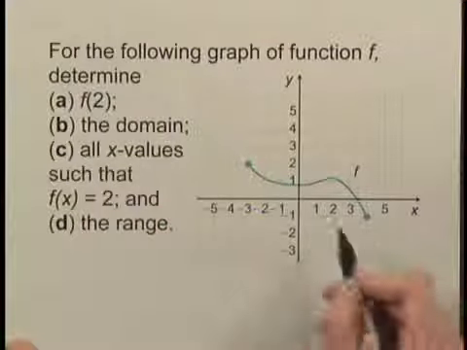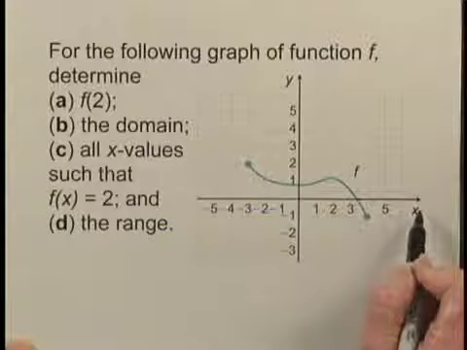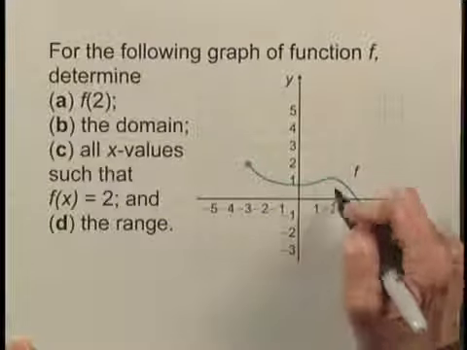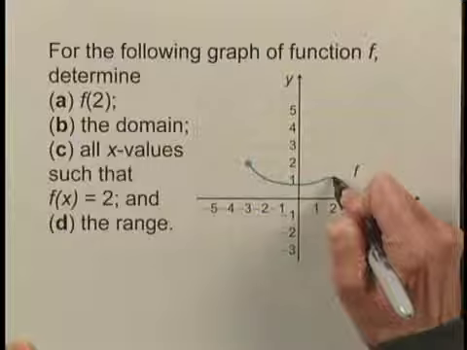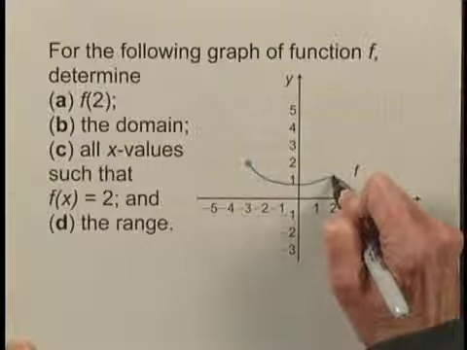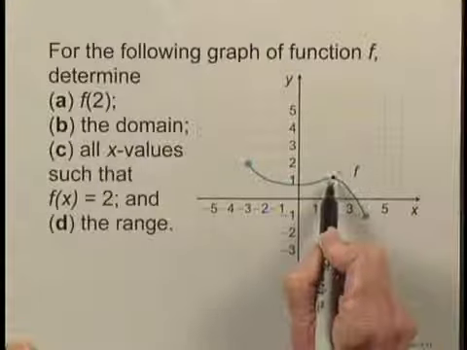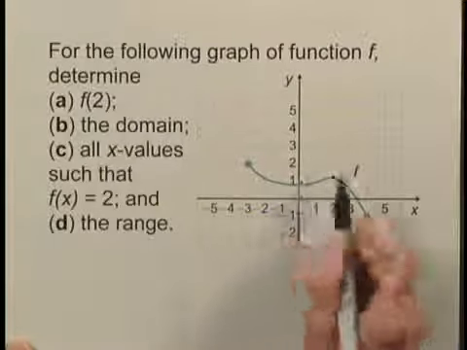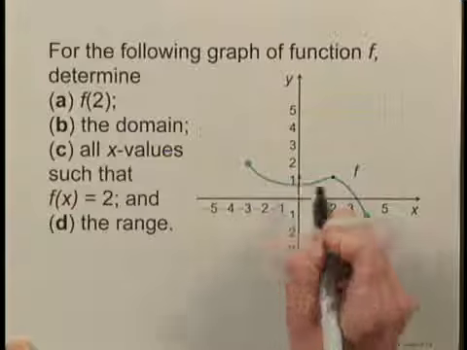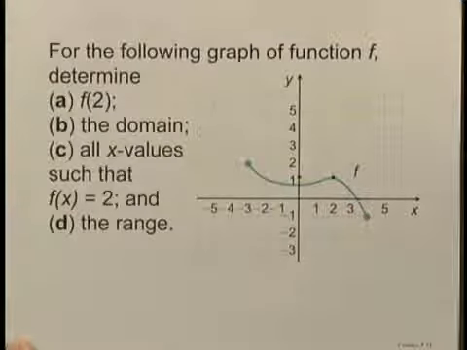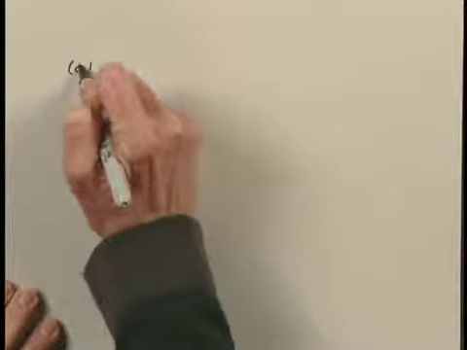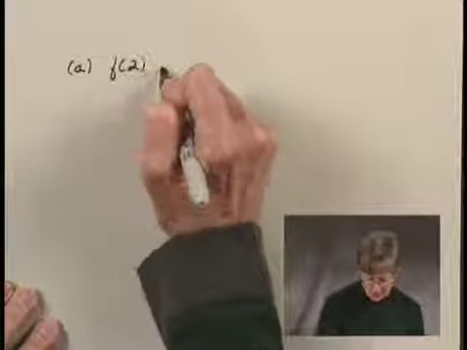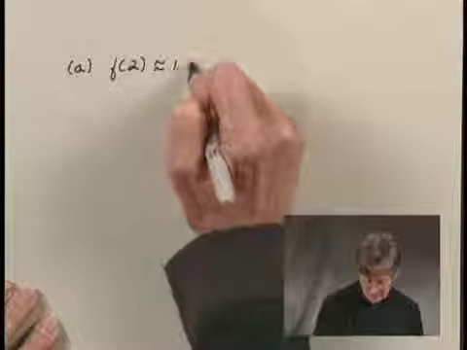To do this, we'll locate 2 on the horizontal axis, on the x-axis. It's right here. And we go up to the graph. We have a point on the graph right here. And we look across to the y-axis to see what that coordinate would be on the y-axis. And it looks like it's about 1.2. So let's say that this is part A, that f of 2 is approximately equal to 1.2.